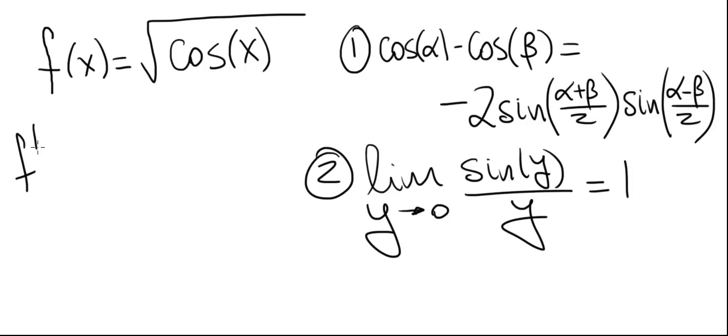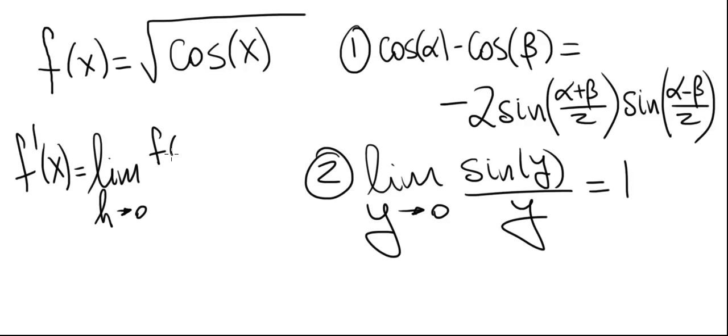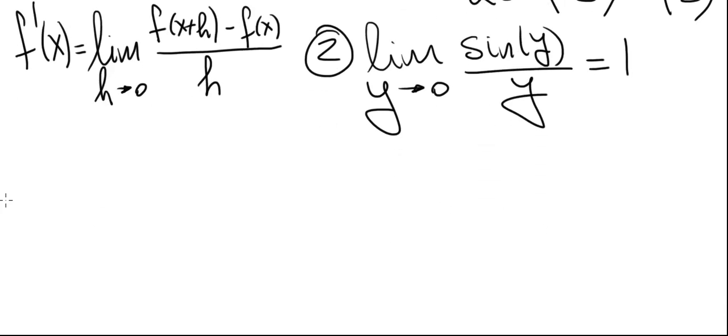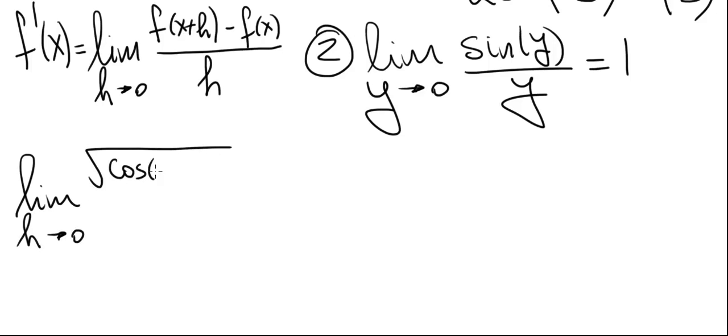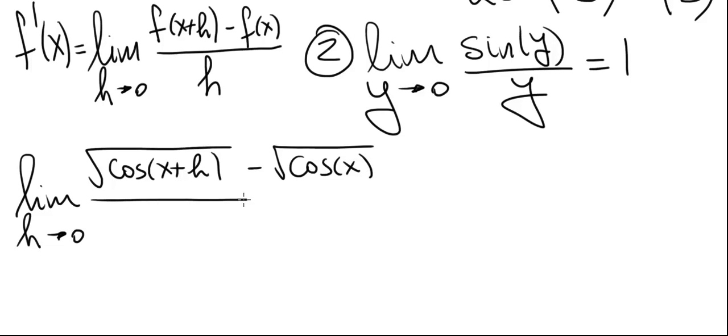Recall the definition of the derivative: f prime of x is the limit as h goes to 0 of f of x plus h minus f of x, divided by h. And in our case, this becomes the limit as h approaches 0 of the square root of cosine of x plus h minus the square root of cosine of x, divided by h.